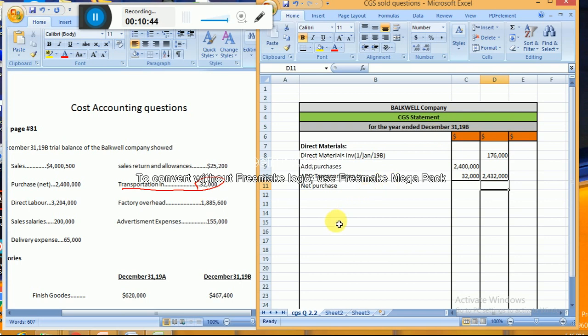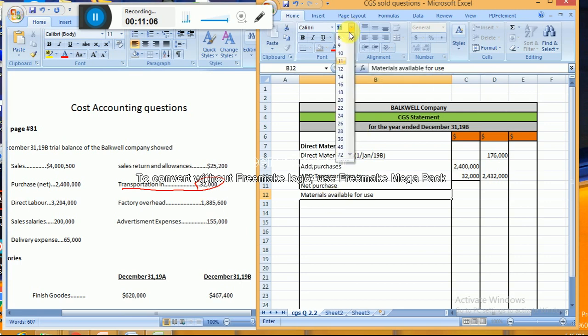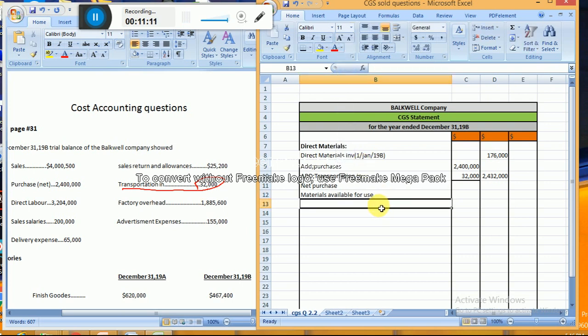Now, how much material is available for use now? Material available for use. How much?